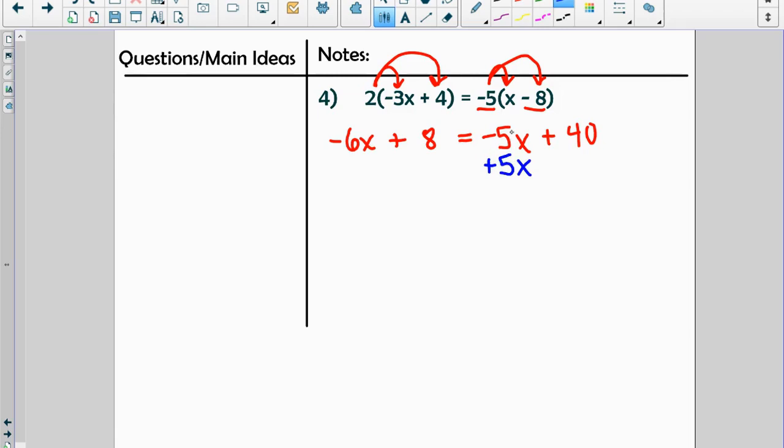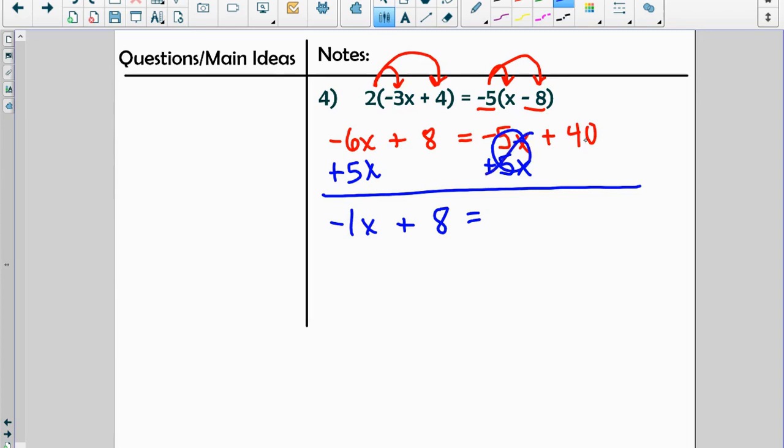I want to undo the negative 5x, so I add 5x on each side. That's going to leave me with negative 1x. Bring down the plus 8. I check when I combine negative 5x and positive 5x, it adds up to 0 because they're opposites. And then I bring down the positive 40. So I move the variable terms to the left. That means I want to move the constant numbers to the right. I want to undo a plus 8, so I subtract 8 from both sides.